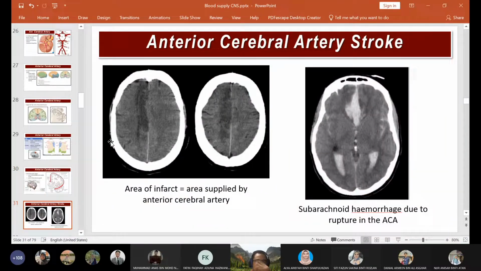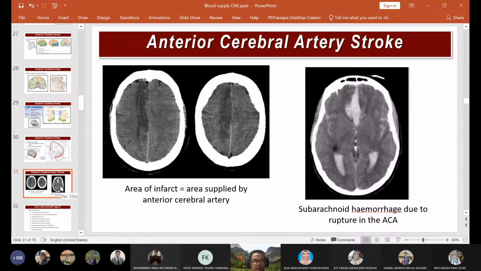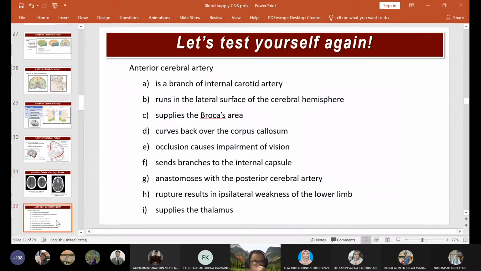Okay, since it is supplying the medial surface of the brain, if there is any blockage, you can see, this is your CT brain, looking from inferiorly. The black area is the infarct area. Who is interested in radiology or neuroscience, neurology, wants to become a neurosurgeon? So here is a hemorrhage, subarachnoid hemorrhage. Blood will look white. It's white on the CT brain. So it is likely to be a rupture of the anterior cerebral artery. Got it? Can you understand? Okay, now let's go through one by one.